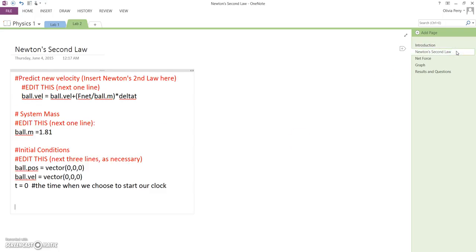The most important part of our computational model is being able to correctly set up Newton's second law. We use it in the update velocity form. We know the initial conditions from the tracker data, so we were able to fill in the initial velocity of 0 and the mass of 1.81 kilograms. The final part to completing the equation is to figure out what the net force acting on the ball is, and Fnet has 2 components here, the weight force and the drag.